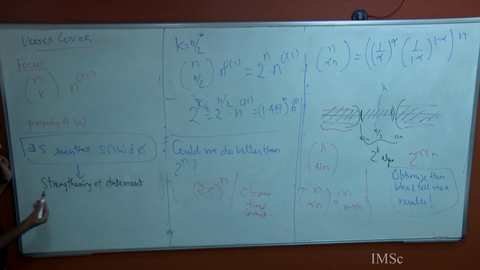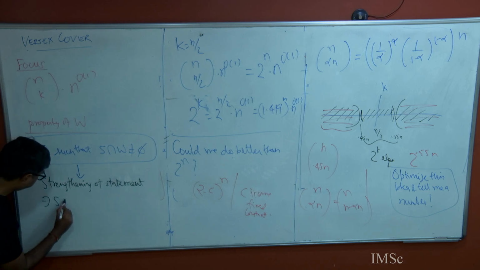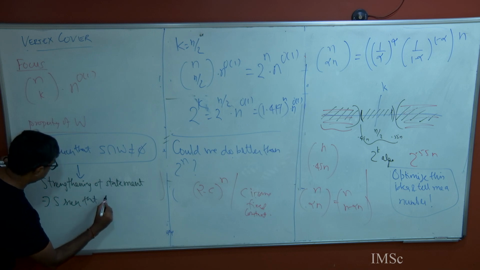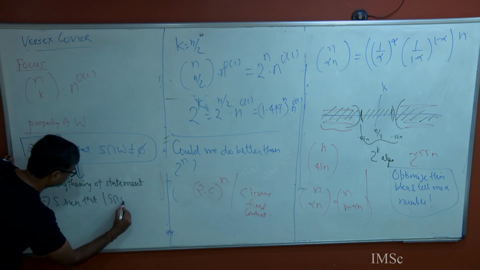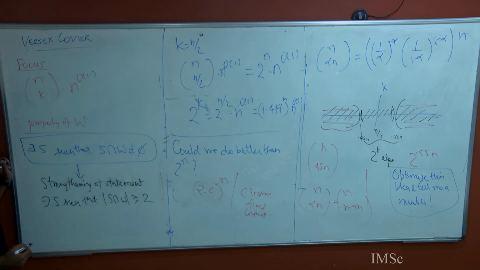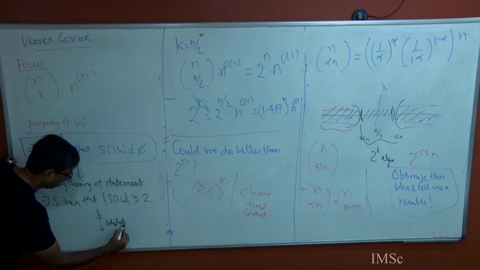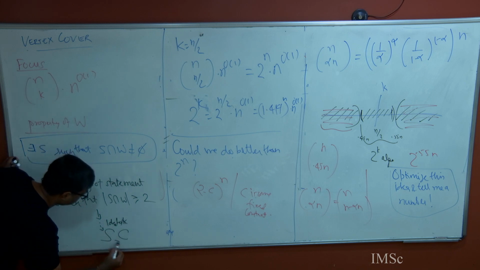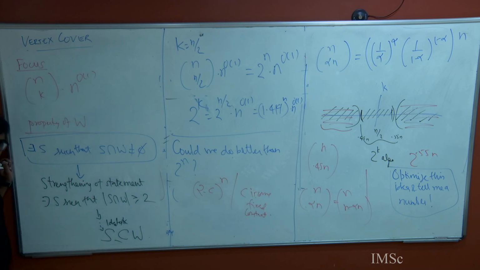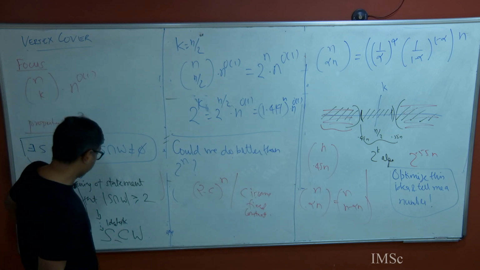What is a strengthening of the statement? She says, there exists S such that S intersection W is at least 2. If this is a strengthening, what could be a further strengthening? 3. So, what is the most idealistic situation? Or S equal to W. No, S is contained inside W. If I knew some W, so this is my idealistic situation.